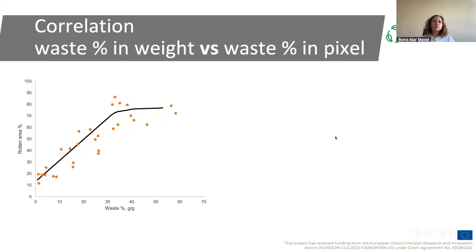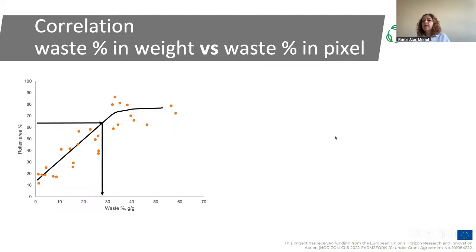This correlation curve could give us information about an unknown fruit, for example, a pear with, I don't know, I didn't measure the actual waste, but then I just take a picture and I found 65% of rotten area from the pixels, just by taking a picture.